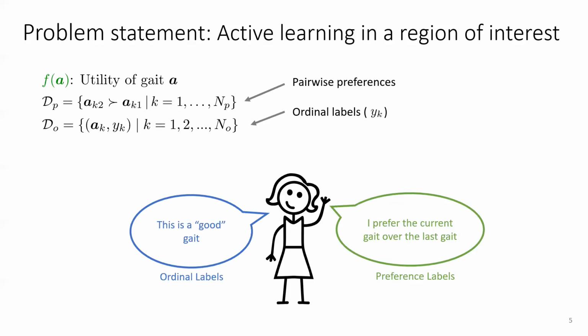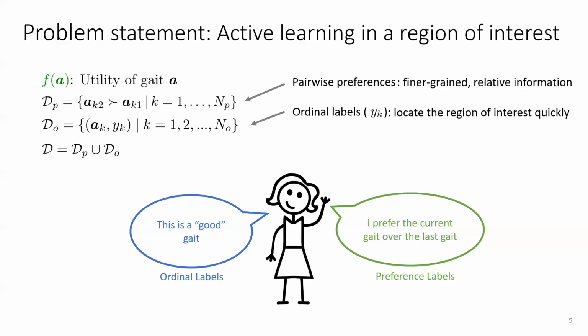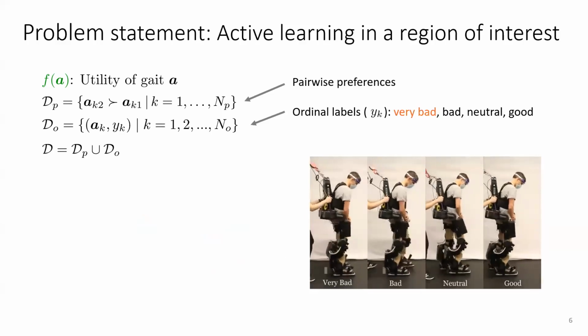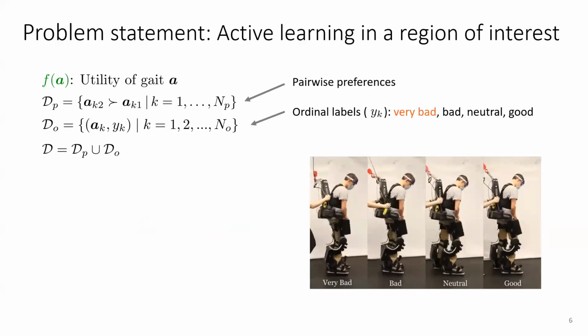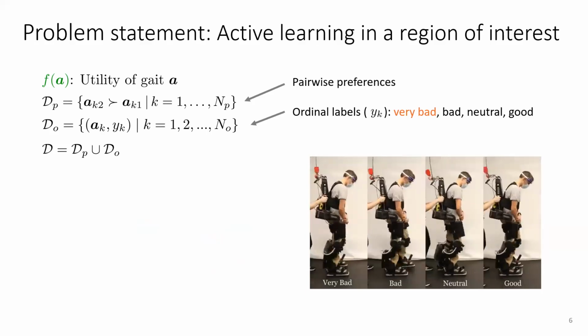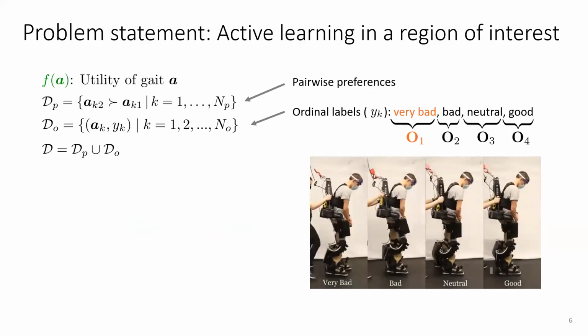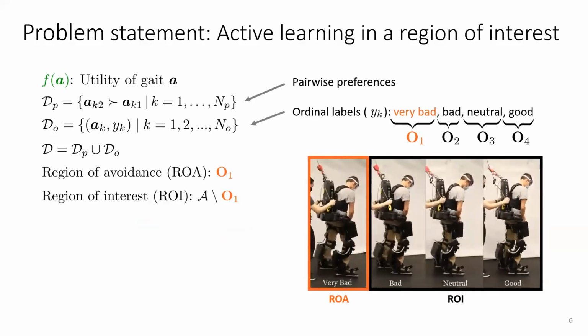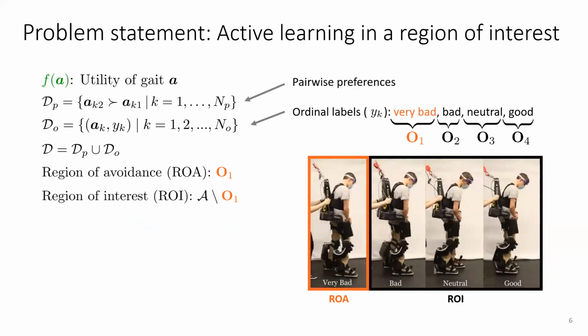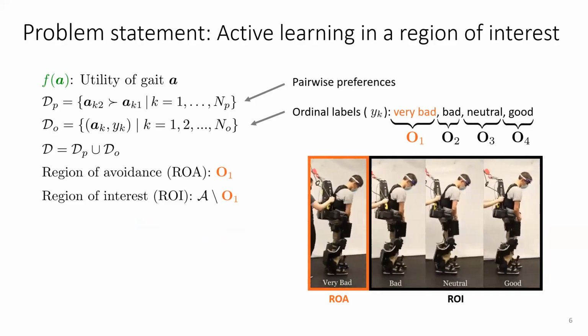We collect preference feedback because it's been shown to better recover fine-grained differences in utility. However, since it only provides relative information and does not indicate user comfort globally, we supplement preferences with ordinal feedback to help us identify the region of interest quickly. We define the full feedback dataset D as the union of the previous two datasets. In the exoskeleton experiment setting, we consider four ordinal categories: very bad, bad, neutral, and good, each denoted by a set O_i, where i is the rank of the category. We define our region of avoidance to be the least preferred ordinal category O_1, and our region of interest to be the remaining action space.